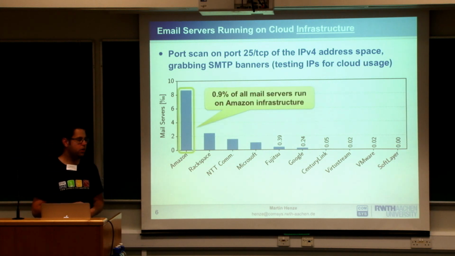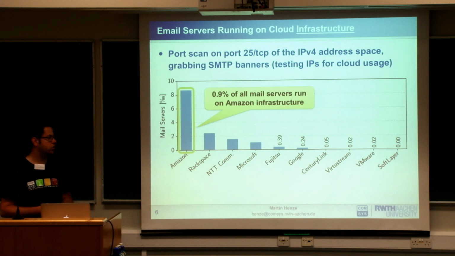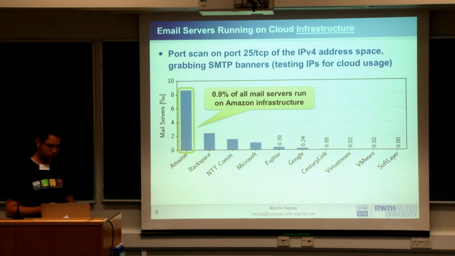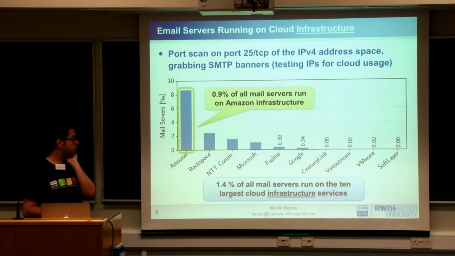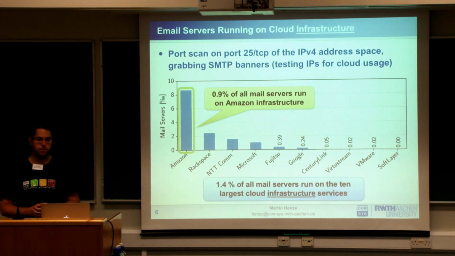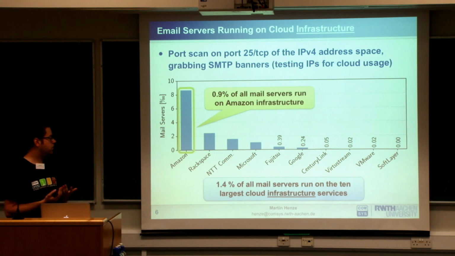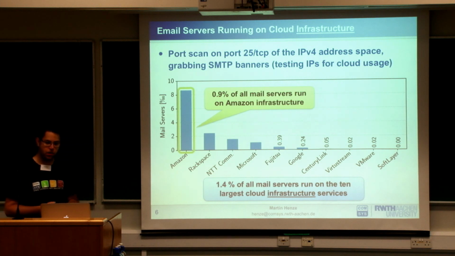What you observe here is that about 1% of all globally reachable mail servers on the internet are run on Amazon infrastructure. The other ones are not that important. But in total you have about 1.4, 1.5% of all publicly reachable mail servers on the 10 largest cloud infrastructure services. So this is a first number, and it seems that there is a trend of having email on cloud infrastructure.